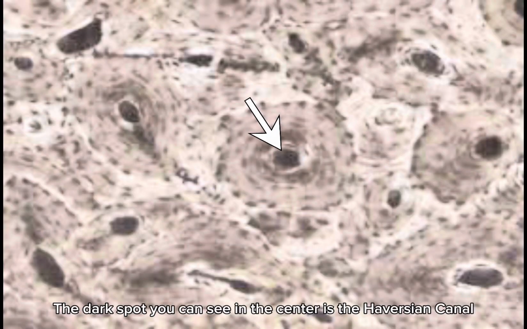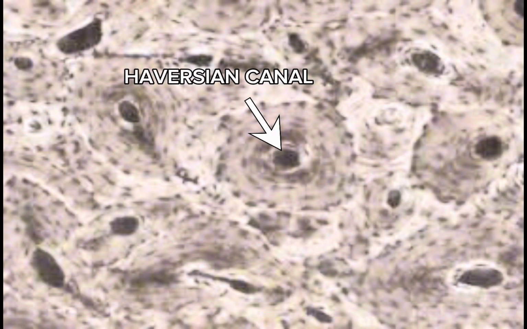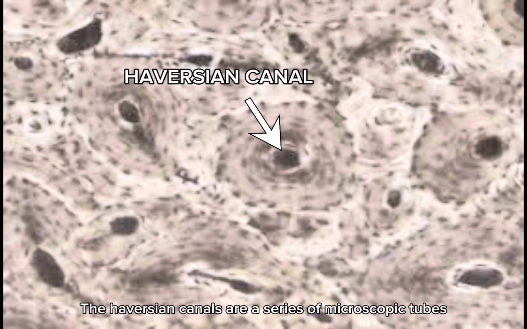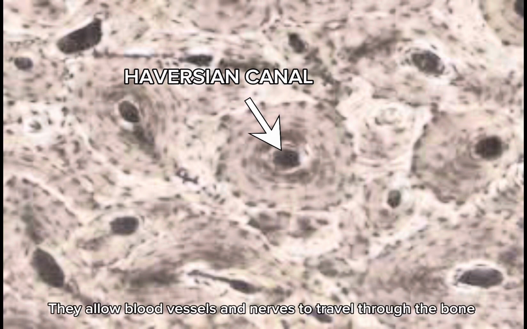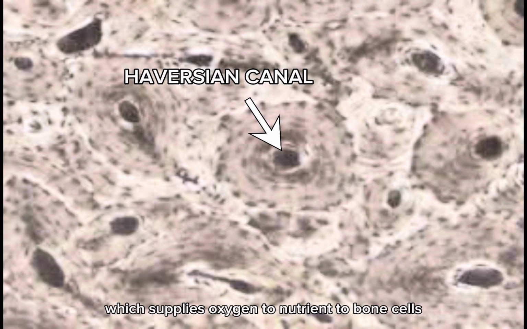The dark spot you can see in the center is the Haversian canal. The Haversian canals are a series of microscopic tubes. They allow blood vessels and nerves to travel through the bone, which supplies oxygen and nutrients to bone cells.